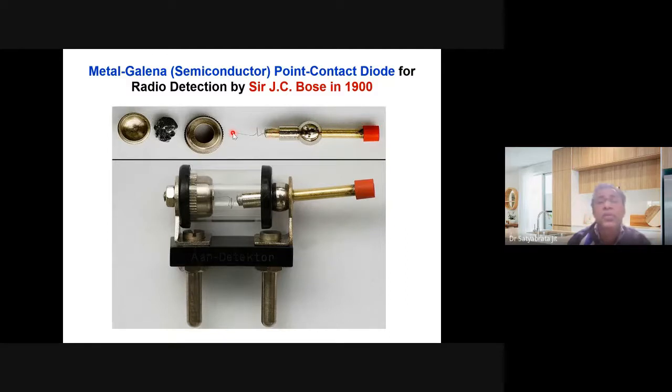So this portion was sharpened just like a needle, and this was inserted into that. Here is the arrangement that I have shown. So the galena crystal was placed here, and this wire was just touched and inserted into this one, right?